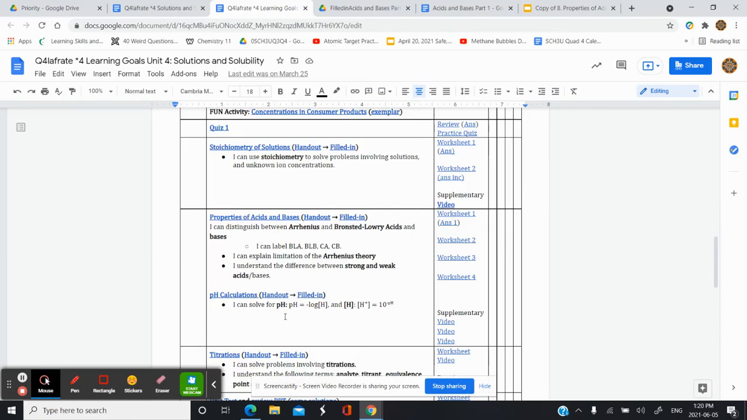One more lesson that we'll go over for introduction of acids and bases is pH calculation. So most of you are familiar with what pH is and the pH scale is and what defines an acid and base based on that pH scale. But now we're going to see how do we get that number using concentrations of H plus and OH minus.